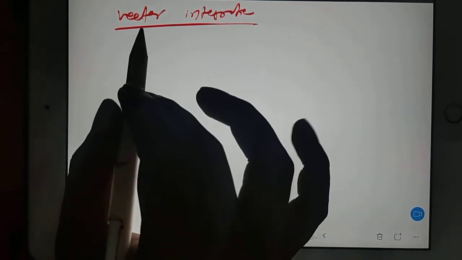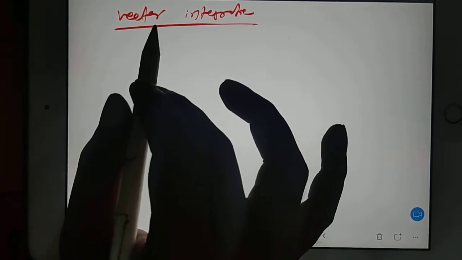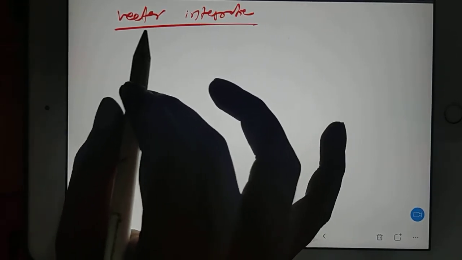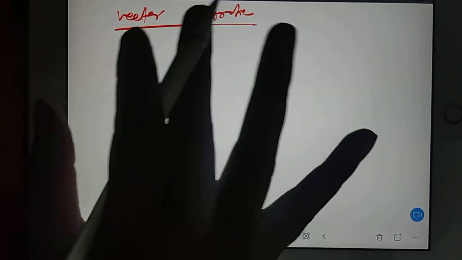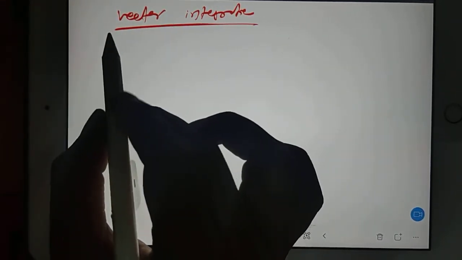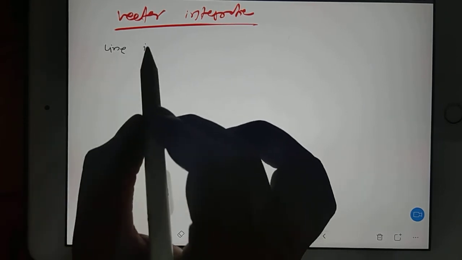Line integration is actually somewhat lengthy. If they ask line integration in the GATE exam, it will be lengthy, but because it is in the syllabus, just go with vector calculus, vector integration. So first we go for line integration.